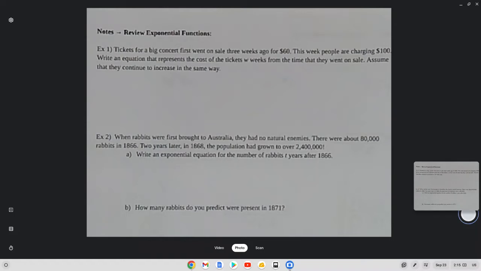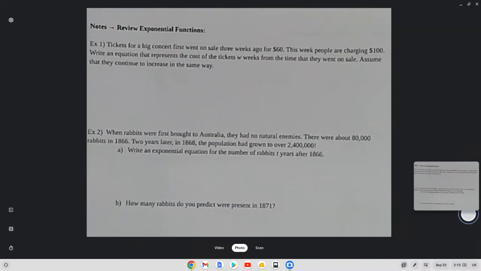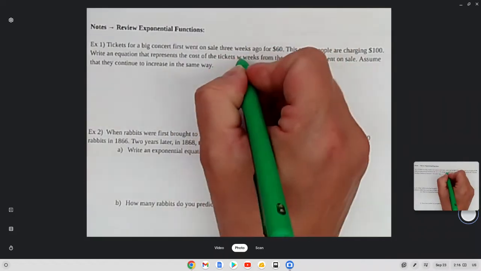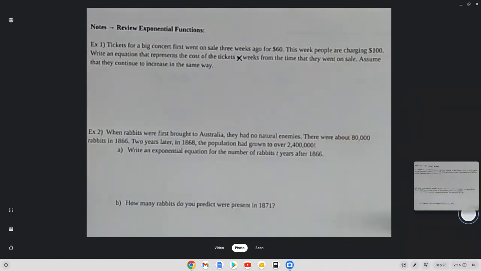So I have two examples for exponential functions. This first one says, tickets for a big concert first went on sale 3 weeks ago for $60. This week, people are charging $100. Write an equation that represents the cost of the tickets, W weeks, we're going to use X just to remain consistent, X weeks from the time they went on sale. Assume that they continue to increase in the same way.